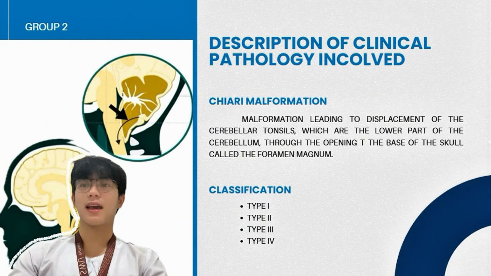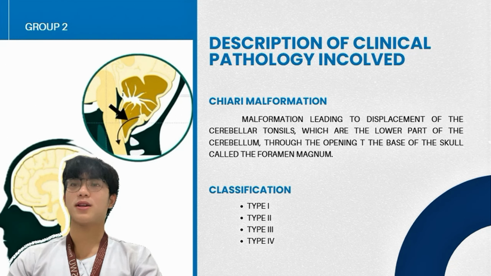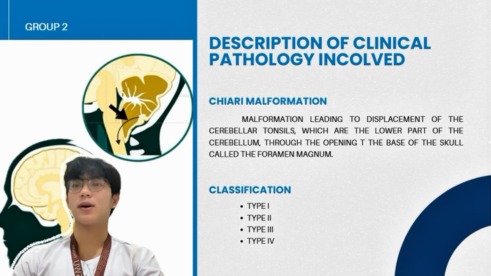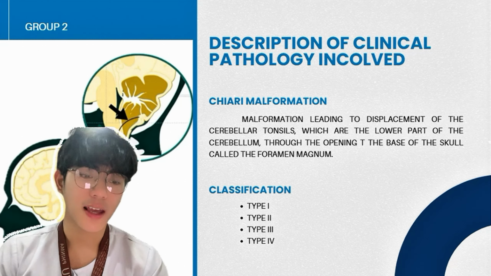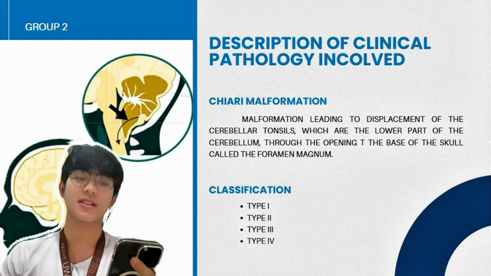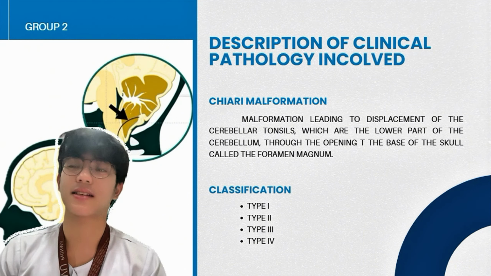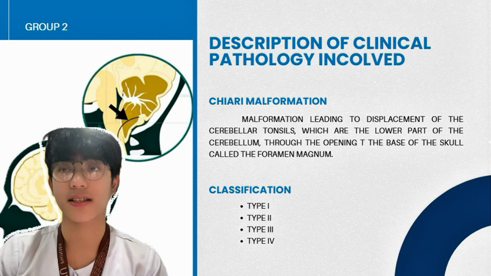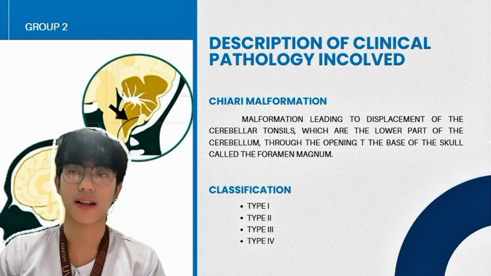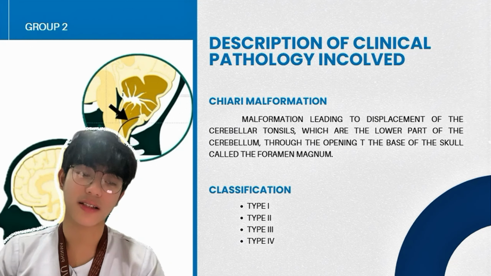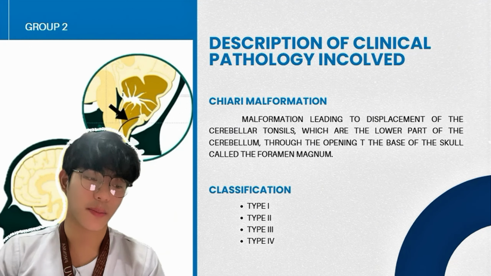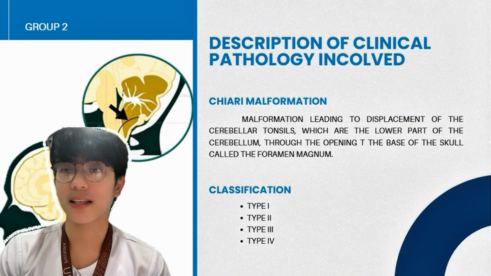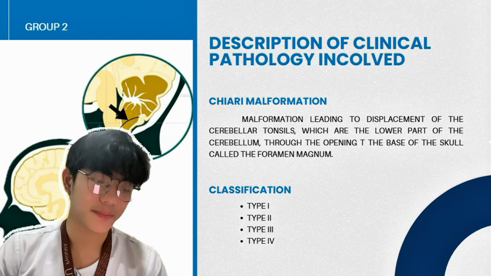We are going to present a case study about Arnold Chiari malformation. But before we proceed to the case study, let me just give you an overview about what Arnold Chiari malformation is. So, the history of Chiari is first discussed in the 1890s by Hans Chiari. Chiari malformation is a condition where part of the brain, specifically the cerebellum, pushes down into the spinal canal. This can happen when the brain doesn't develop properly or when there is extra pressure in the skull. It can lead to symptoms like headaches, neck pain, dizziness, and balance problems.